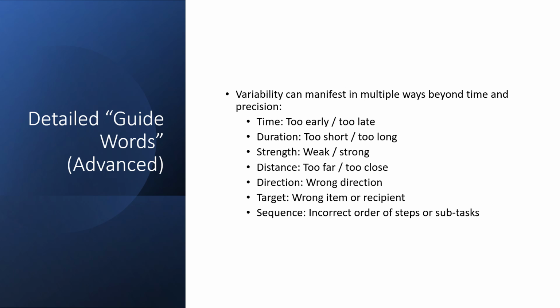Strength could be weak or strong. Distance could be too far, too close. Direction could be the wrong direction, and the target could be the wrong item or who's going to be receiving it. We can also consider variability of sequence, incorrect order, or the steps of the steps or subtask.